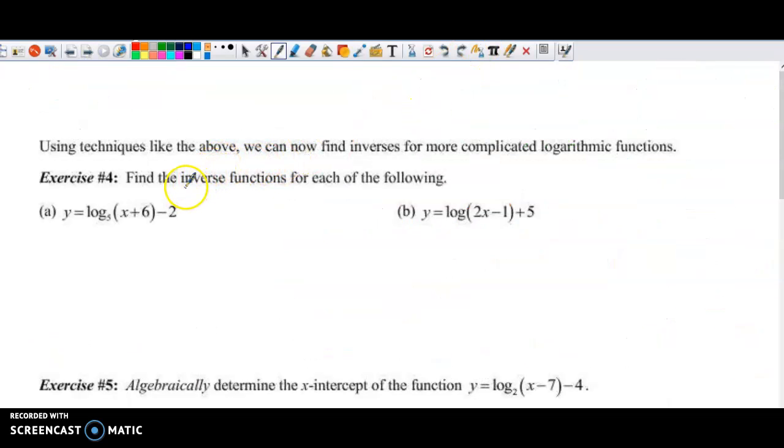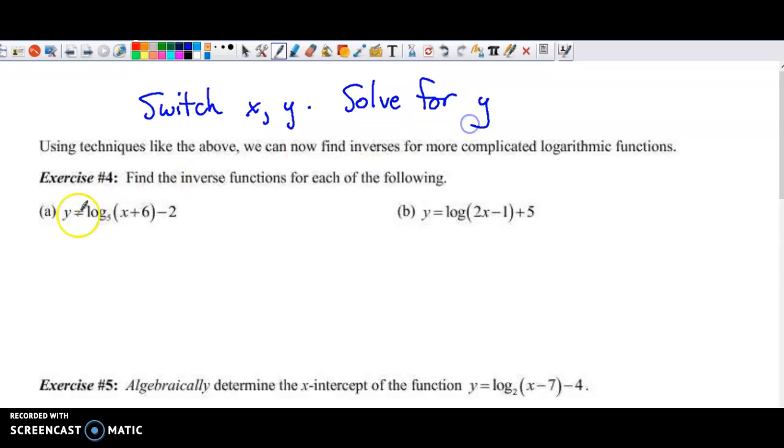Now this next one is finding the inverse. So if you recall, the inverse, you have to switch x and y and then solve for y. So that's what you're going to see me do. Switch x and y.